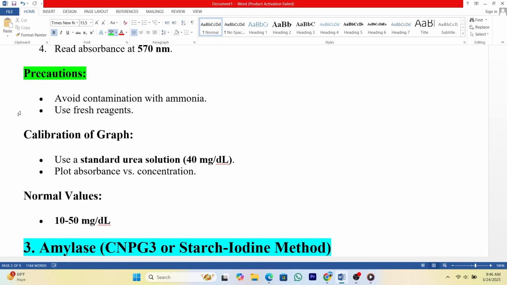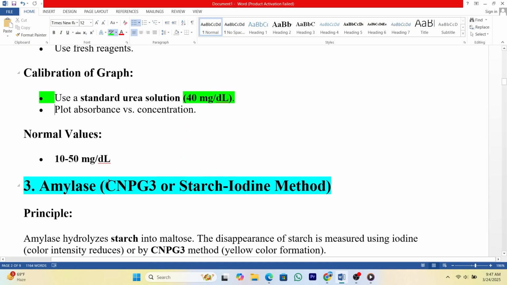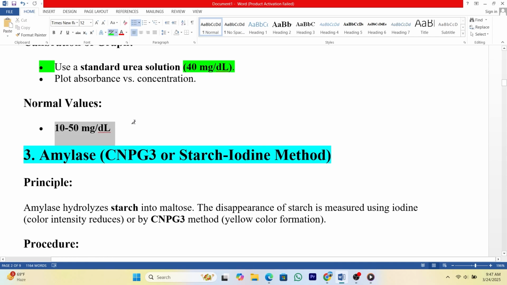Calibration of graph. Use a standard urea solution, 40 mg/dl. Plot absorbance versus concentration. Normal values. 10 to 50 mg/dl.